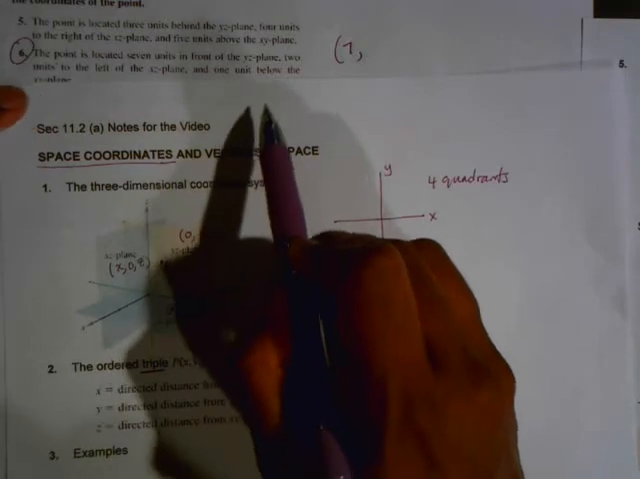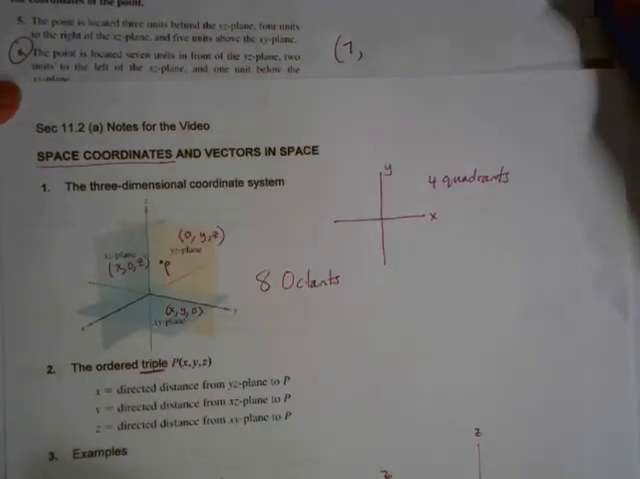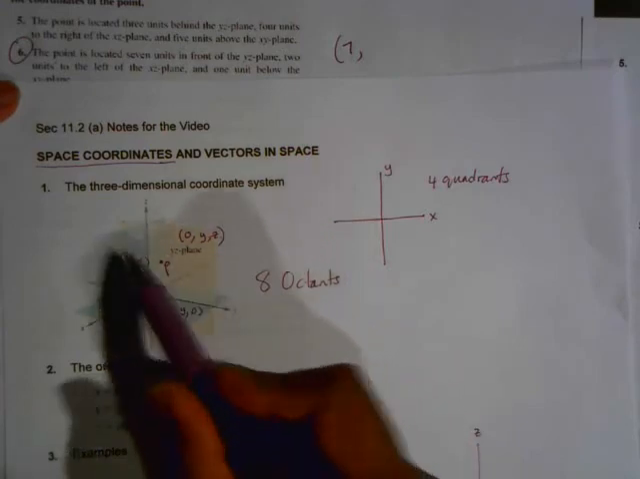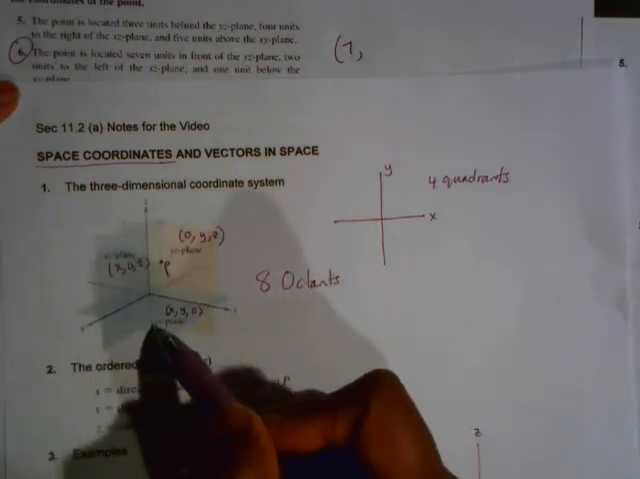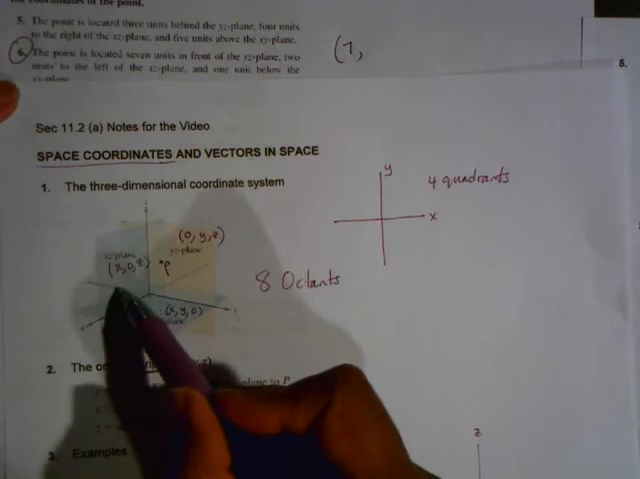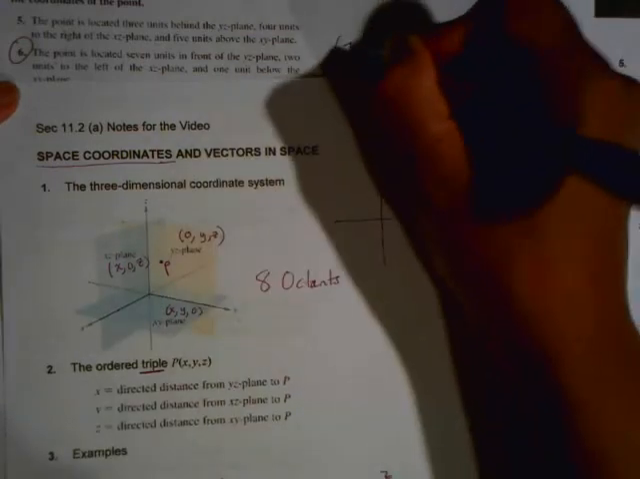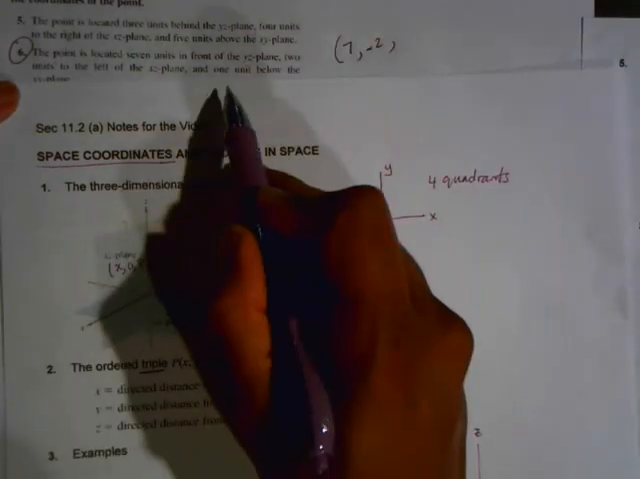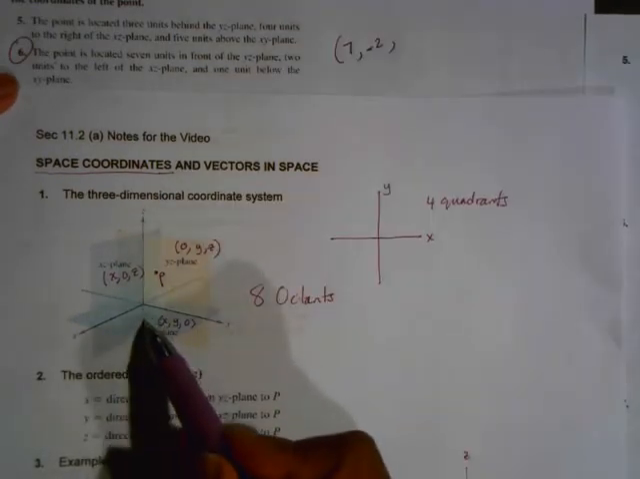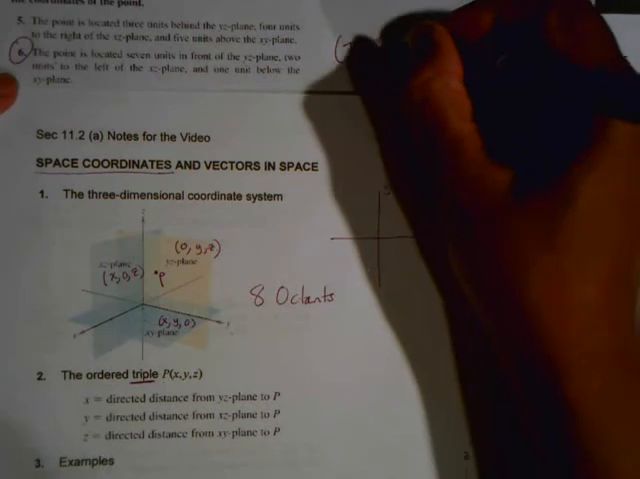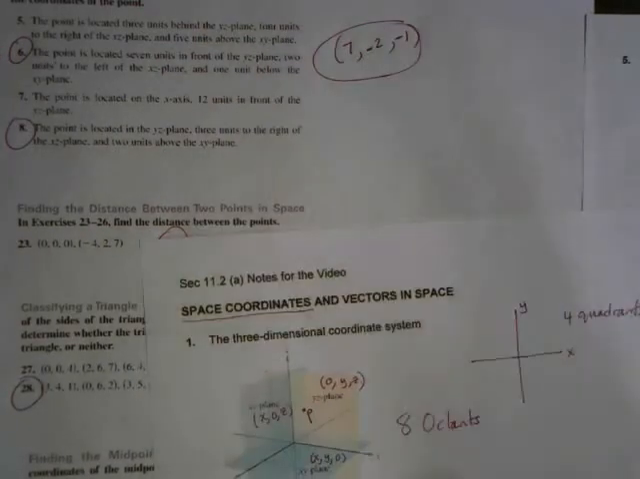And you are 2 units to the left of the XZ plane. So there's the XZ plane. If you're 2 units to the left, so in that direction, Y is negative. And then 1 unit below the XY plane. Here's the XY plane, 1 unit below, which means the Z value is -1. And that's all you have to do after you find that point.